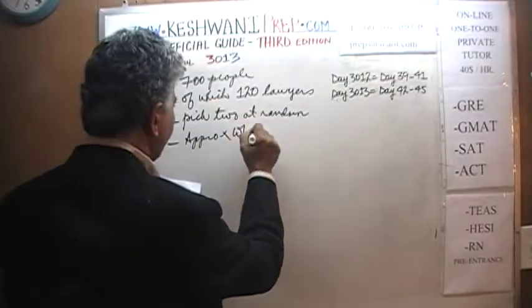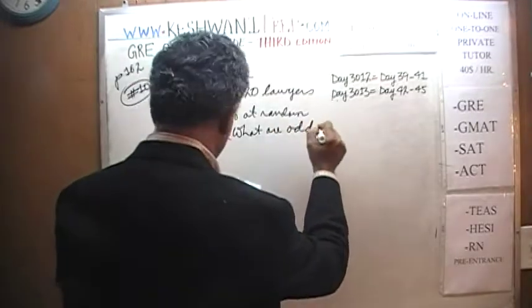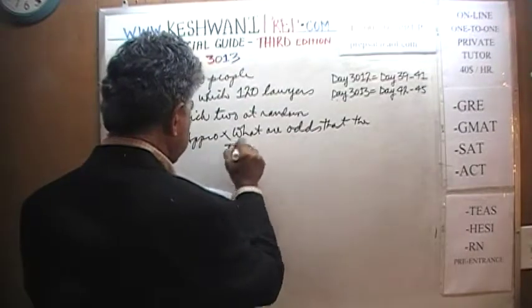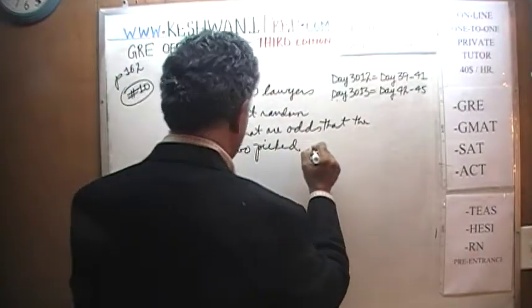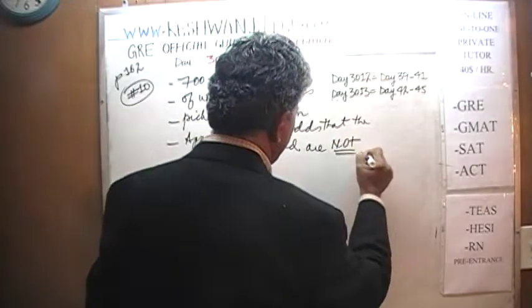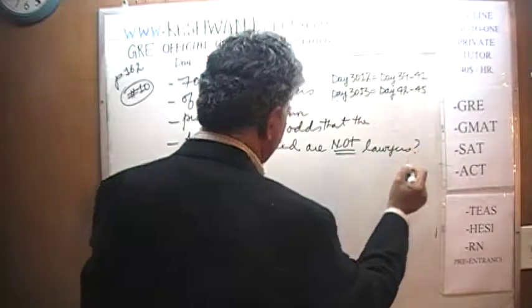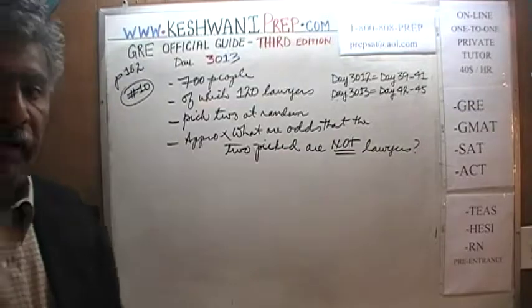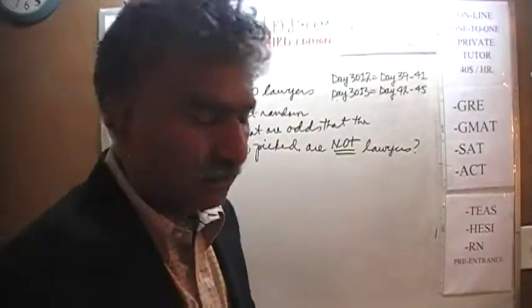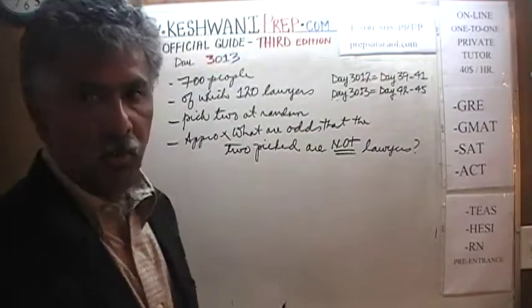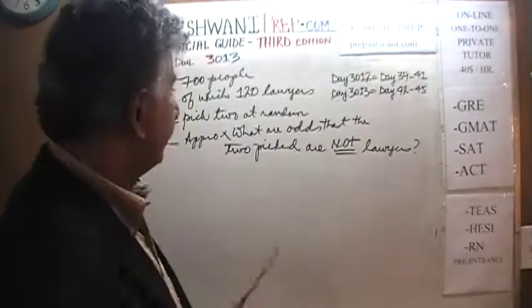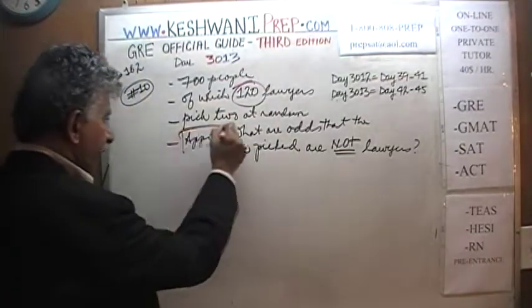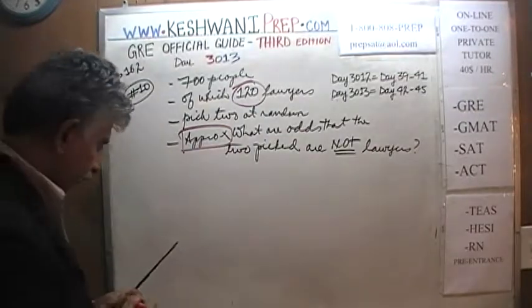Approximately, what are the odds that the two picked are not lawyers? What are the approximate odds that the two people that we picked are not lawyers, given the fact that there are 700 people in the room, of whom 120 are lawyers? Keep in mind, they're looking for the approximate answer. You don't have to waste our time doing the precise calculation. So let's do that, okay?